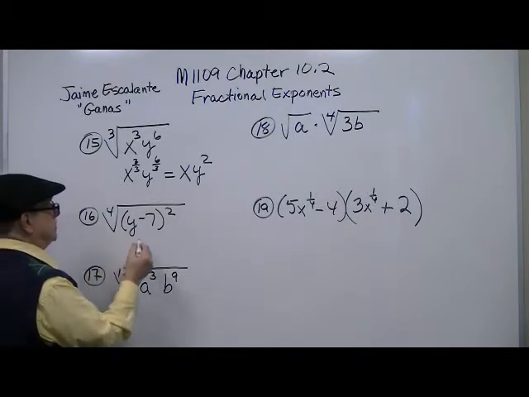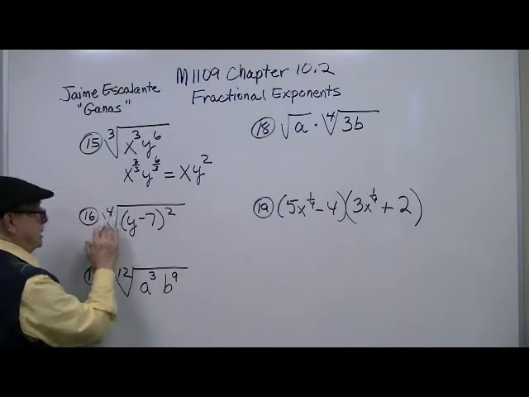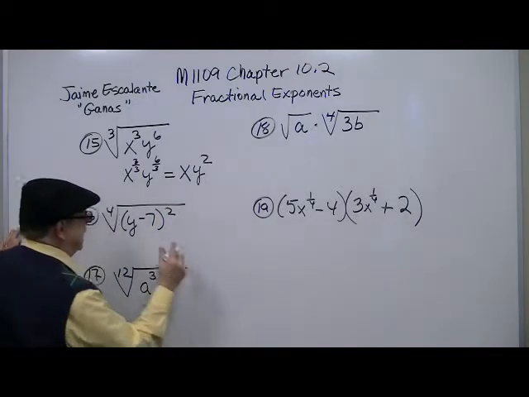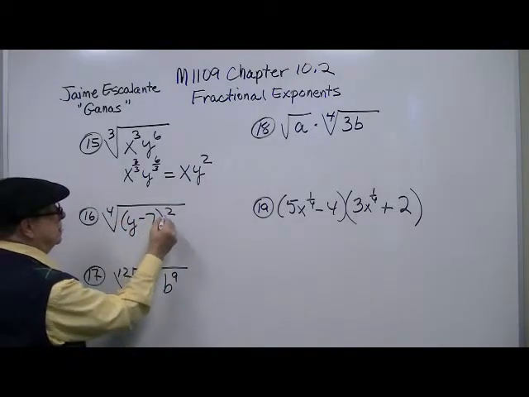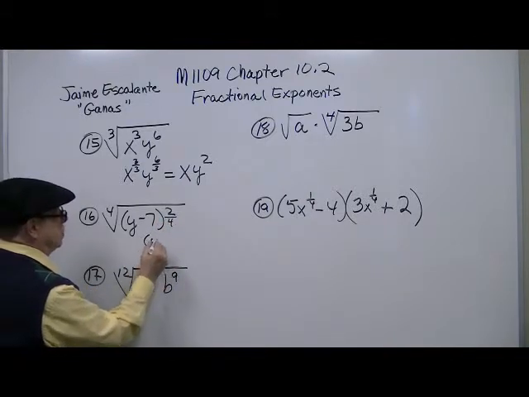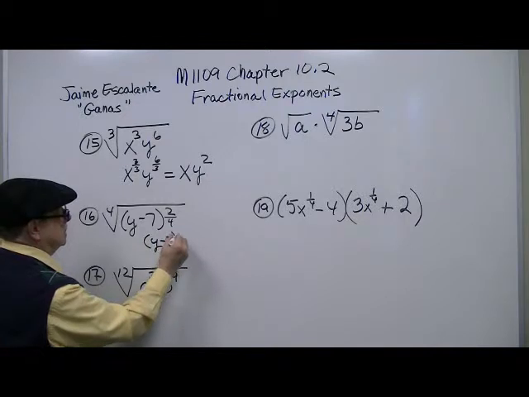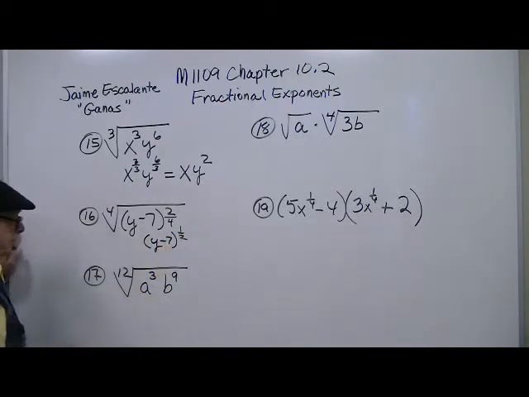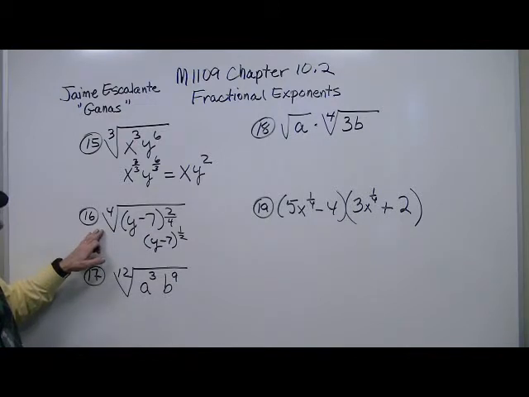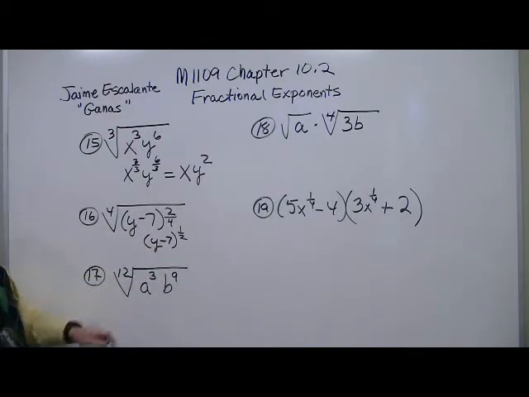Now in this case, we're going to take away the radical sign and bring our index number over here. And this then becomes y minus 7 to the 1/2 power. If you want to put it back in radical form, it's the square root of this.